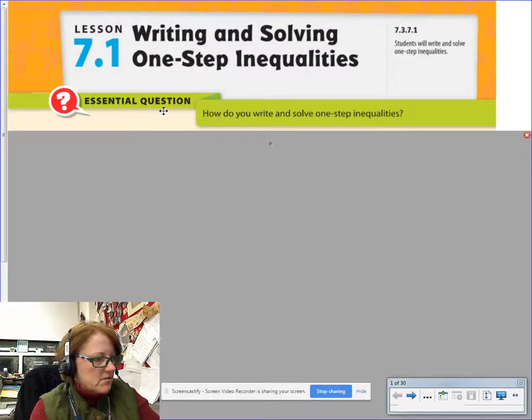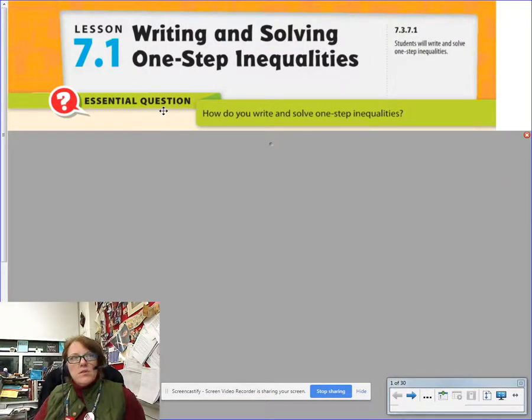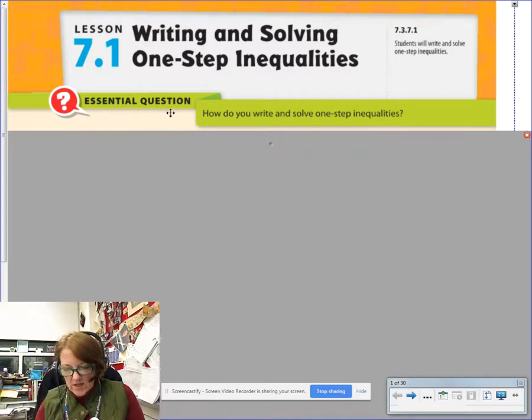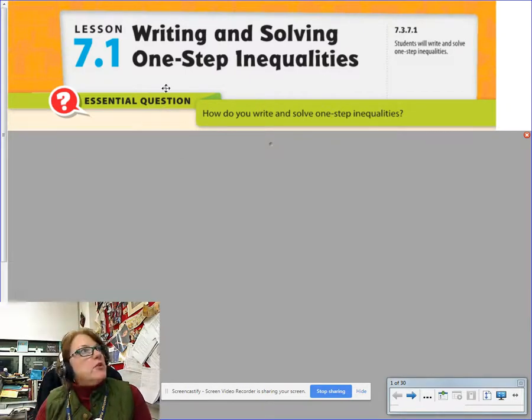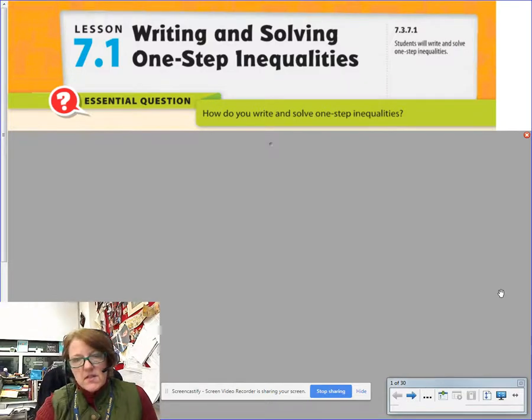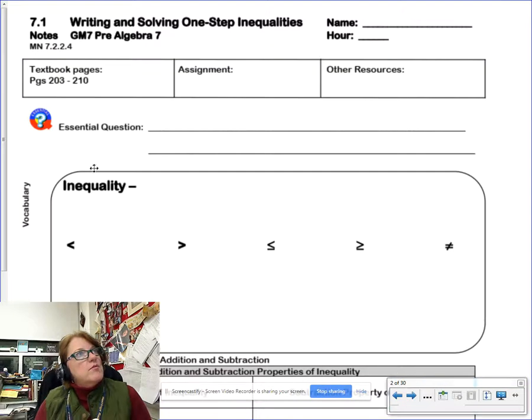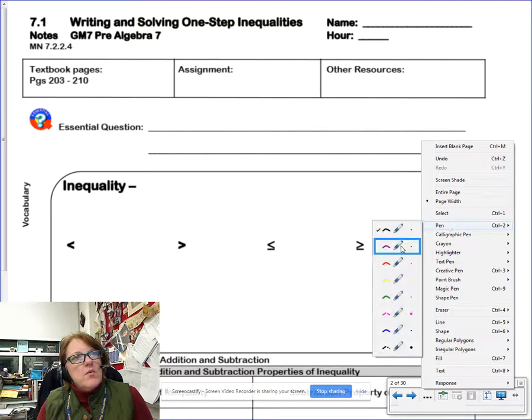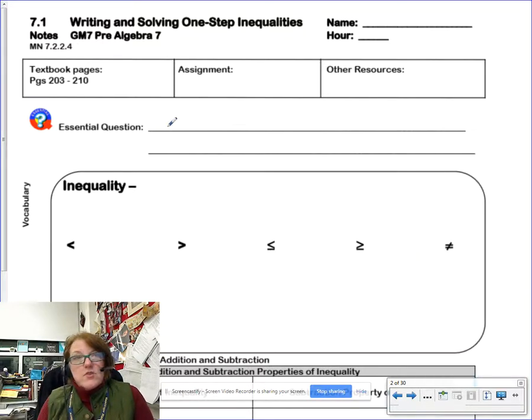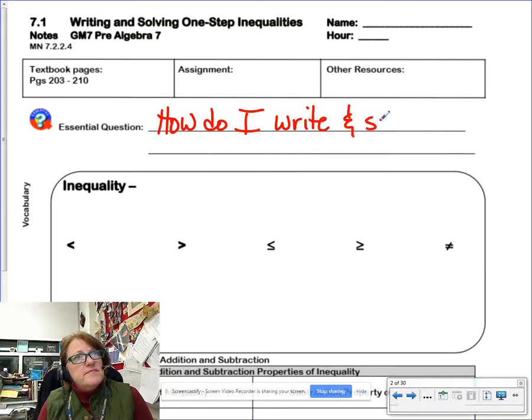Alrighty, we're diving into Module 7, and we're going to be talking about inequalities. And you know from your language arts classes, when you've studied this kind of stuff, a prefix of "in" means not. And so when you get your notes out here, this is what we are talking about. We want our essential question to be, how do I write and solve inequalities?